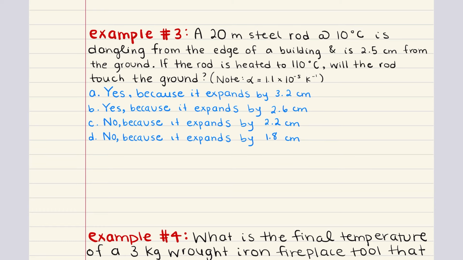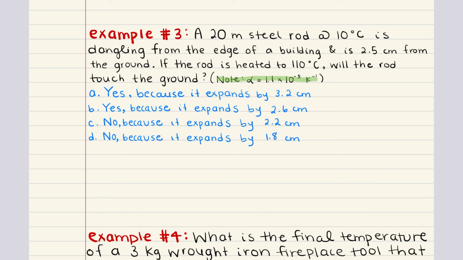Problem 3 says a 20-meter steel rod at 10 degrees Celsius is dangling from the edge of a building and is 2.5 centimeters from the ground. If the rod is heated to 110 degrees Celsius, will the rod touch the ground? And here we're given the coefficient of linear expansion for our steel rod. It's equal to 1.1 times 10 to the negative 5 inverse Kelvin.